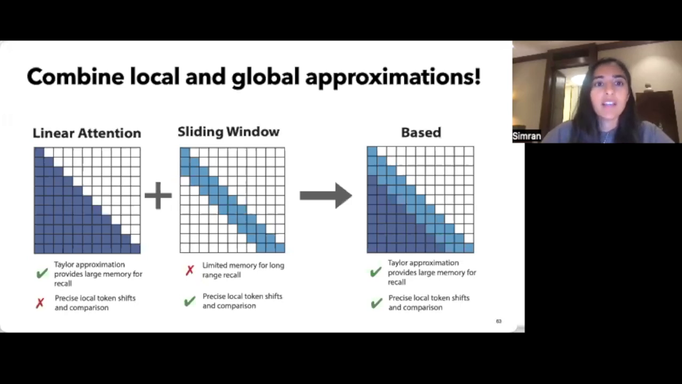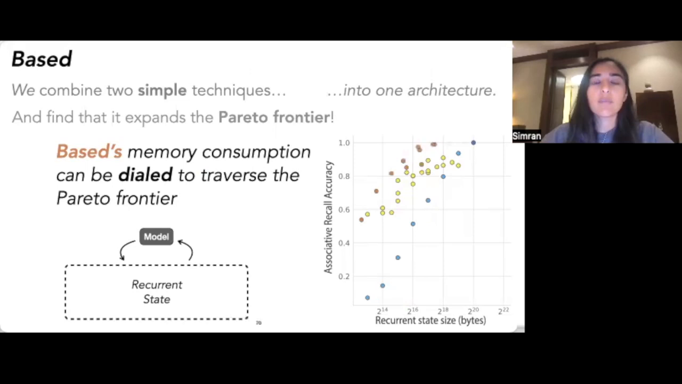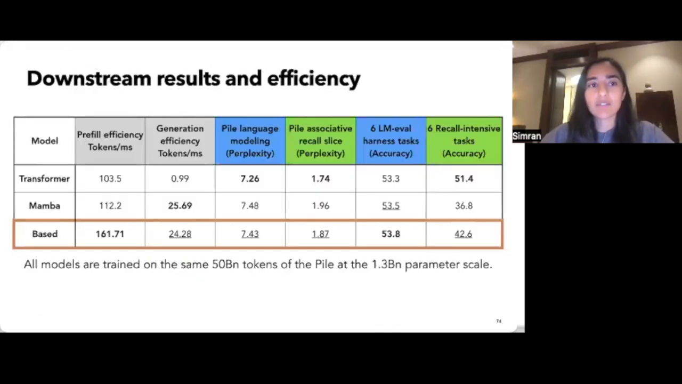Very excitingly, BASED expands the Pareto frontier beyond the other subquadratic models on associative recall, for instance, the Mamba architecture shown here in yellow. And these results extend to the downstream tasks, where BASED closes a large portion of the quality gap between Mamba and attention on recall. At the same time, BASED provides 24 times faster generation compared to FlashAttention and 50% faster inference prefill. We're very excited about these results and their impact on pushing forward subquadratic models.